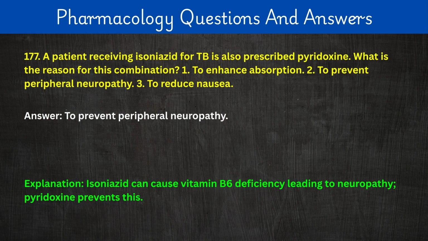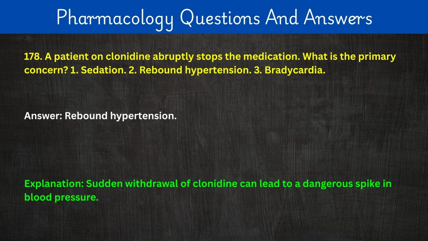177. A patient receiving isoniazid for TB is also prescribed pyridoxine. What is the reason for this combination? 1. To enhance absorption. 2. To prevent peripheral neuropathy. 3. To reduce nausea. Answer: to prevent peripheral neuropathy. Explanation: isoniazid can cause vitamin B6 deficiency leading to neuropathy. Pyridoxine prevents this.